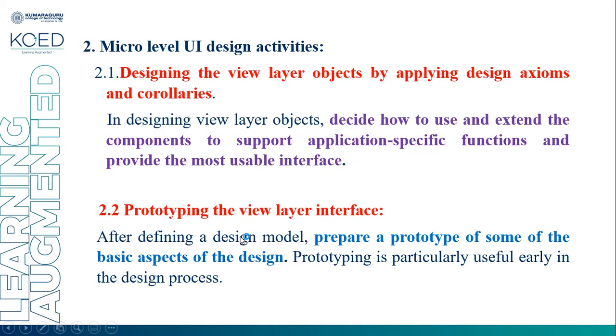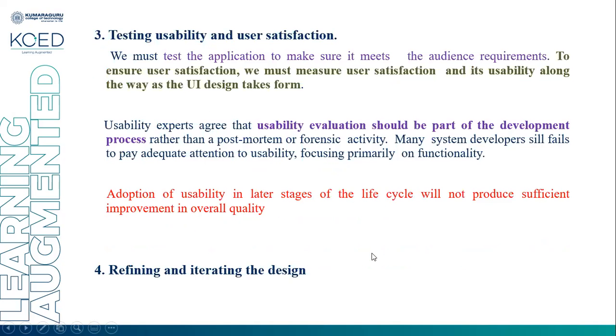After defining a design model, prepare a prototype of some basic aspects of the design. Prototyping is particularly useful in the design process. Next, test the usability and user satisfaction. We must test the application to make sure that it meets the audience requirement. To ensure user satisfaction, we must ensure usability along with the way the UI design is taken. Usability experts agree that usability evaluation should be a part of the development process.